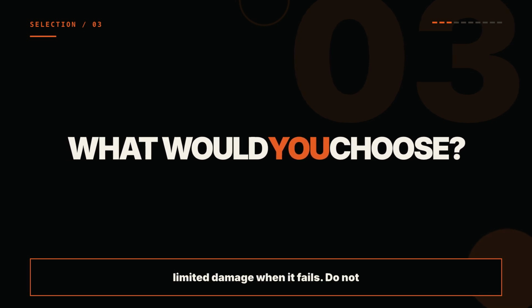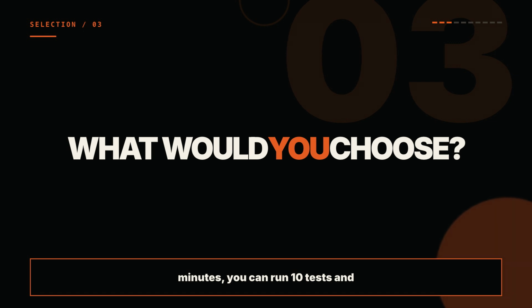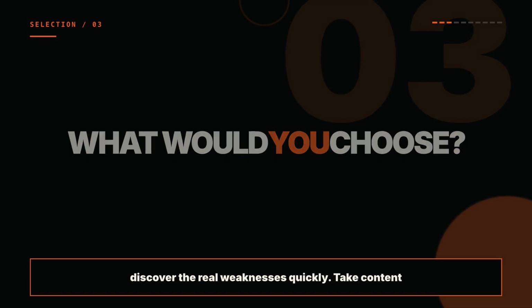Your best first task repeats often, has clear inputs and outputs, and creates limited damage when it fails. Do not automatically choose the task you dislike most. Choose the task with the cleanest learning loop. If one output takes 2 days to evaluate, you will improve slowly. If you can review the result in 2 minutes, you can run 10 tests and discover the real weaknesses quickly.